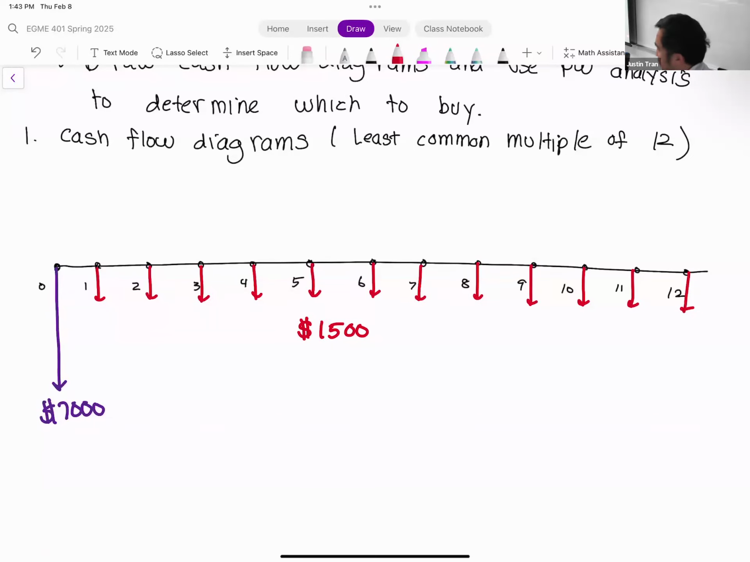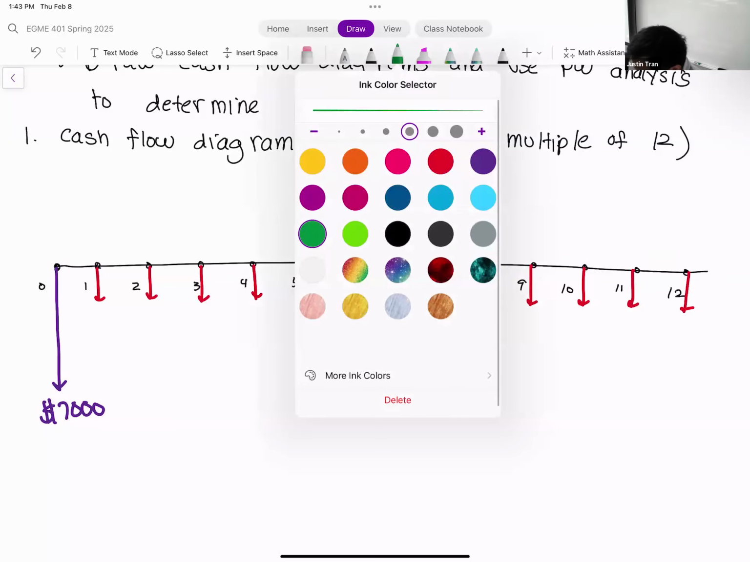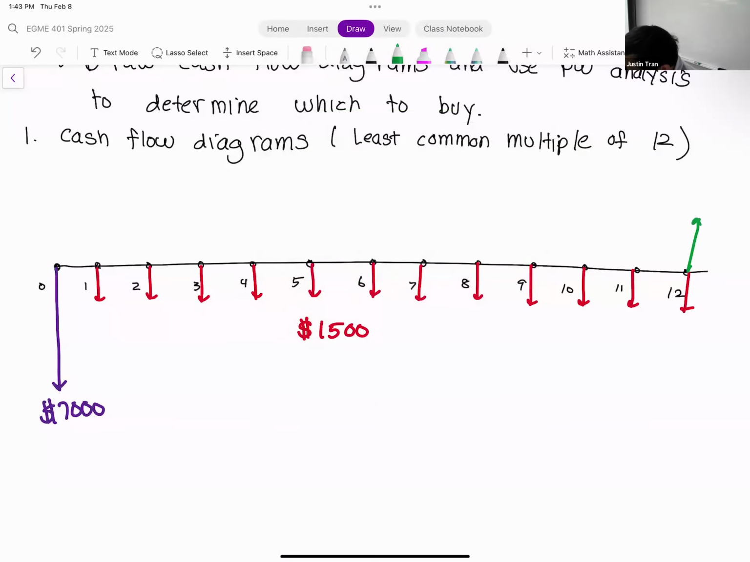Usually the more expensive equipment takes more money to maintain, right? And so it makes sense that this is higher. All right, and at the end we have our salvage value, and our salvage value is 1,200. It's pretty straightforward. So that's pump A. All right, so let's do the same thing for pump B.